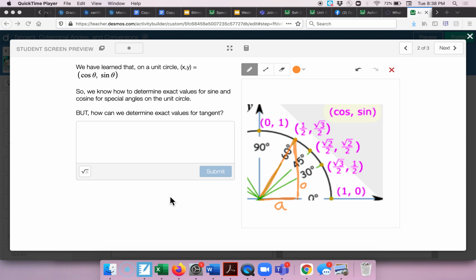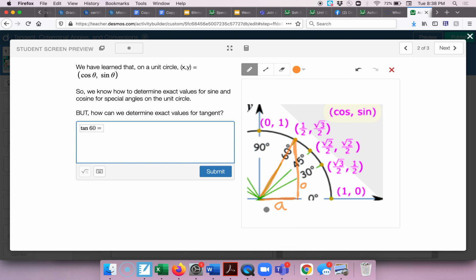All right, the last one we're going to do is the tangent of 60. I already have it drawn on there for us. The tangent of 60, again, is going to be opposite over adjacent. Our opposite this time is the tall side, which is square root of 3 over 2, and our denominator is 1/2.